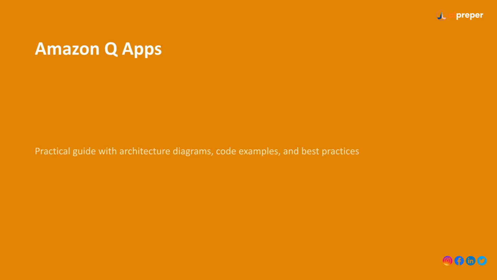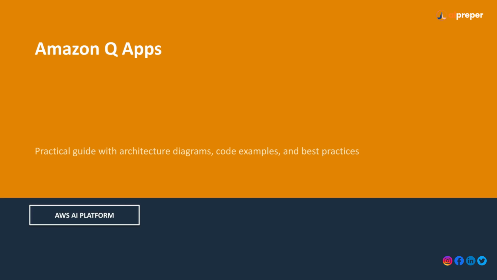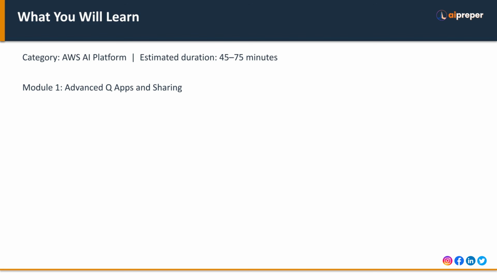This practical guide provides architecture diagrams, code examples, and best practices for building applications on the AWS AI platform. In this video, we will focus on Module 1, Advanced Q Apps and Sharing. The estimated duration is between 45 and 75 minutes, and the category is the AWS AI platform.